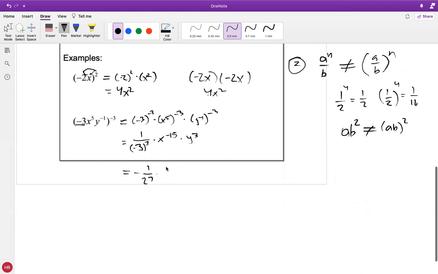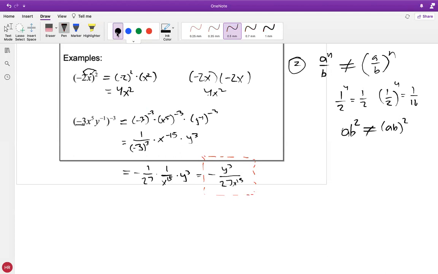x to the -15 is like 1 over x to the 15th. That's the negative exponent rule. And then y cubed is just y cubed. You can rewrite this whole thing as one big fraction just by multiplying all the bottoms and all the tops. And I get -y cubed over 27x to the 15th. This would be like a final answer for this problem.